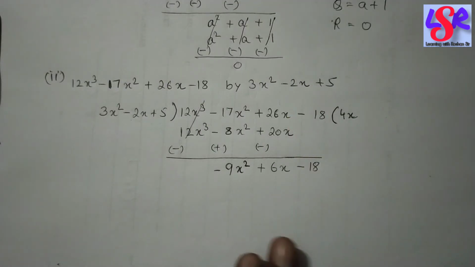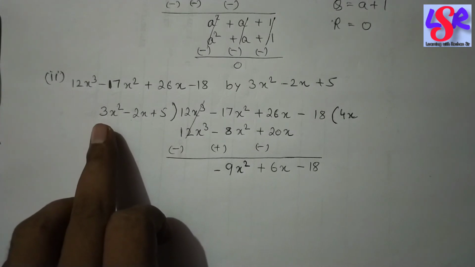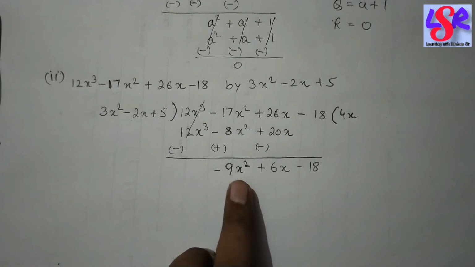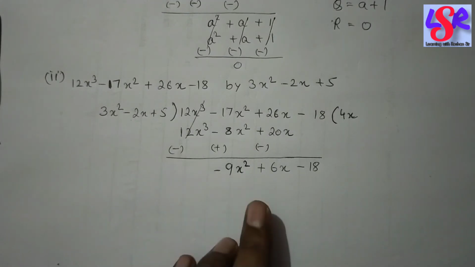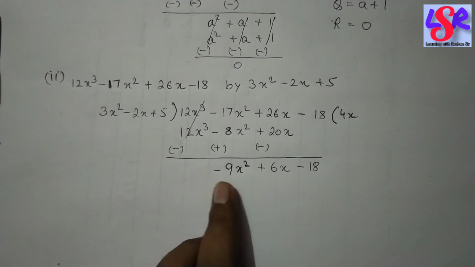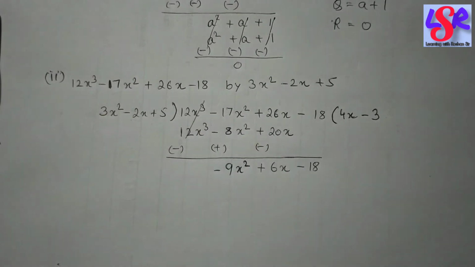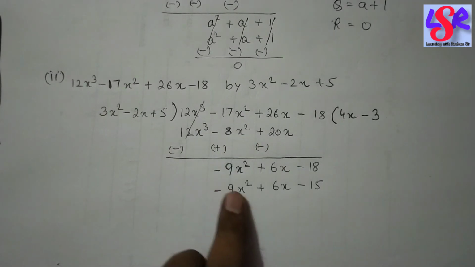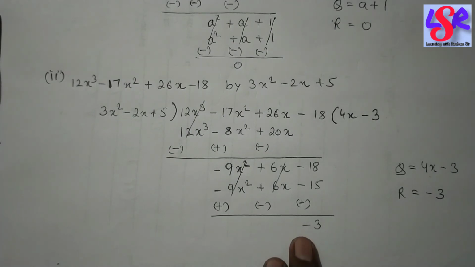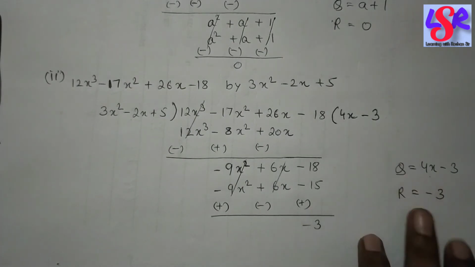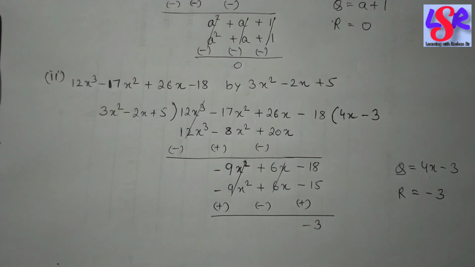Now we'll see what we multiply in 3x square to get minus 9x square, and we see on multiplying by minus 3 we get minus 9x square. Now we'll be multiplying all these terms by minus 3, then we'll change the signs of the second expressions, and on solving we get minus 3 as a remainder and 4x minus 3 as quotient. Now let's see the last question of this exercise.